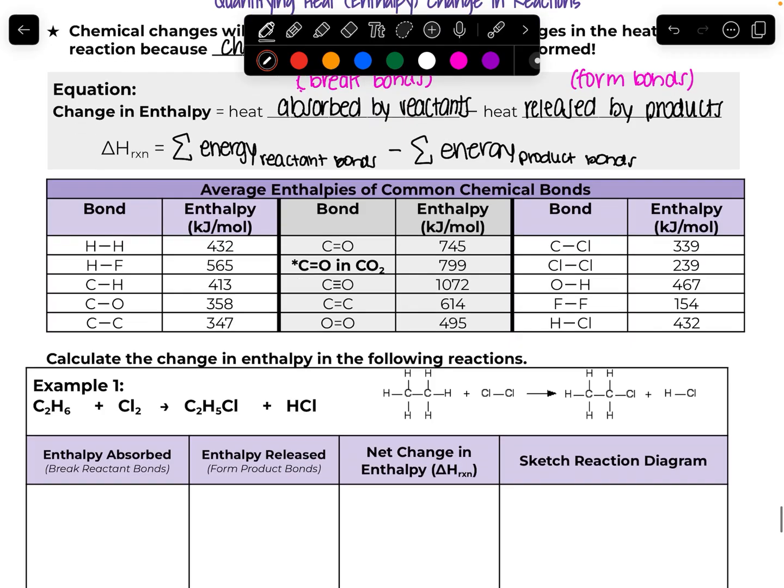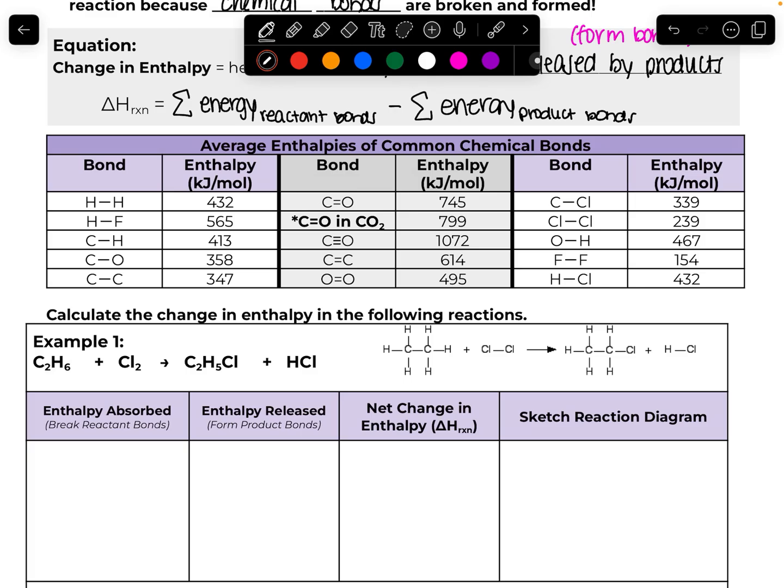So what we can do is, based off of Lewis structures and based off of balanced chemical equations, we can use our table of values to help us figure out the total delta H of a reaction, the total change in enthalpy. It's based off of the types of bonds that you have present and the number of bonds you have present. So we're going to take a look at example 1 together.